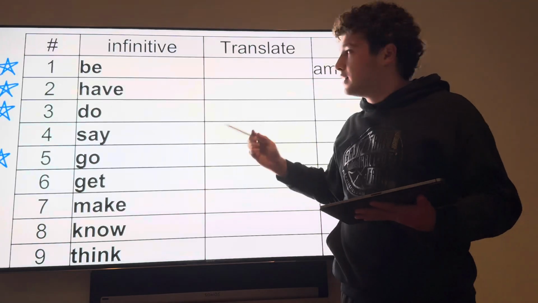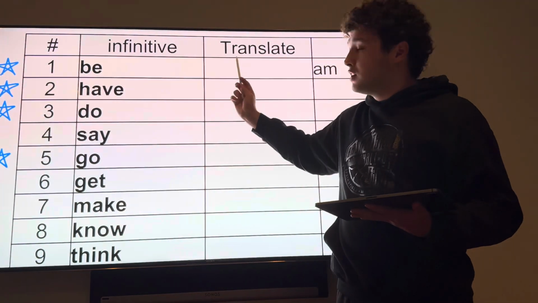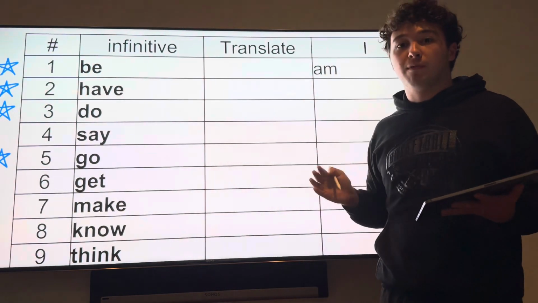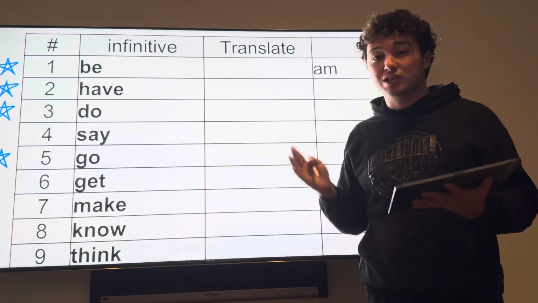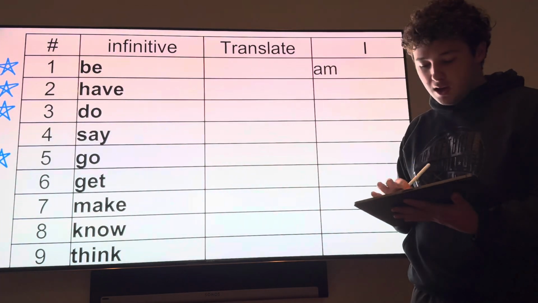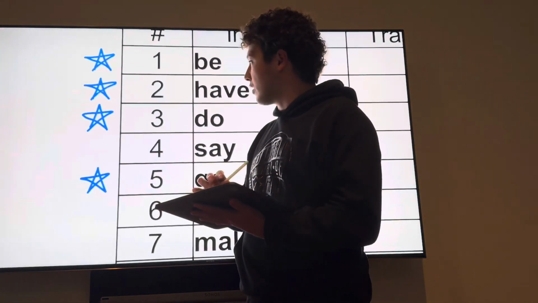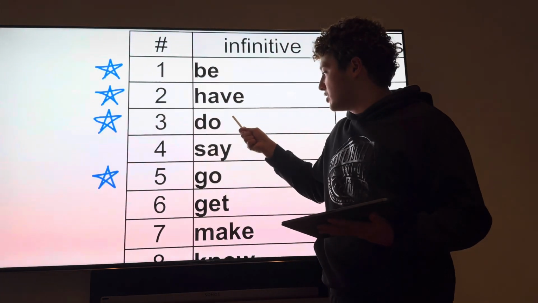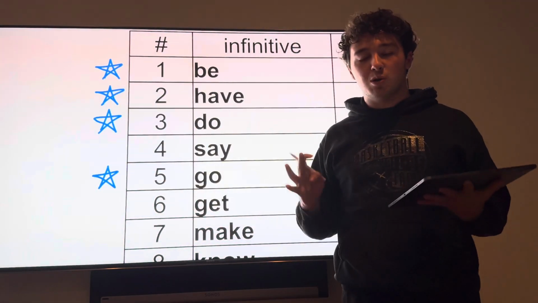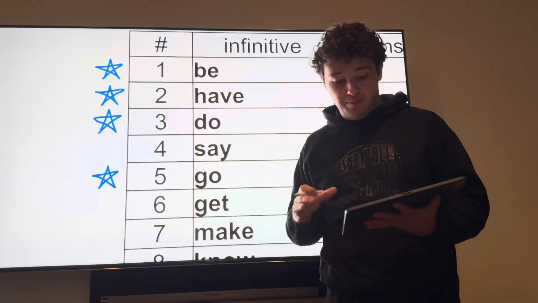For have, you'd put tener. Maybe if you speak French, you would put être here and avoir down there. So this translation is super helpful for you to truly start to understand which verbs are which. So I recommend writing those in this column. Now you'll notice over here, these 4 verbs, be, have, do, and go, have stars on them. And that's because those 4 are a little different than the others. So we'll do those together.